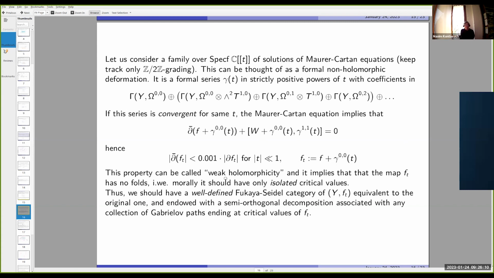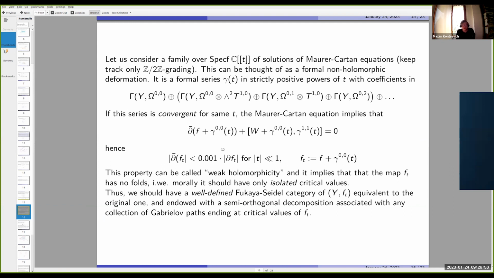So anyhow, we have a well-defined Fukaya-Seidel category. For the Fukaya-Seidel category, you don't really need holomorphism, you need a very weak compatibility with the symplectic structure, which follows from this inequality. And because we get these isolated critical values, we can draw this Gabrielov path and get a semi-orthogonal decomposition of this Fukaya-Seidel category. Okay, all this was under the assumption that my solution of the Maurer-Cartan equation is convergent.